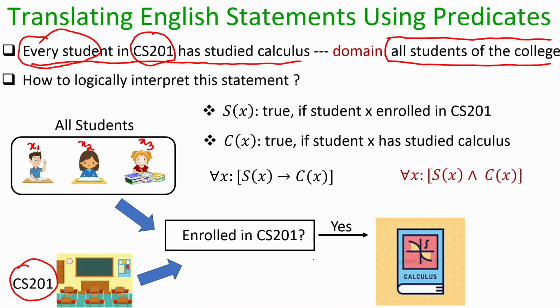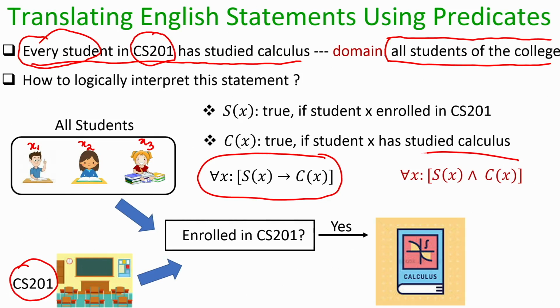Now, coming to the question, how do I represent a statement that every student in CS 201 has studied calculus? I am writing down two expressions here. One expression is: for all x, S of x implies C of x. This represents that for every x in the domain, where the domain is the set of all students in my college, if student x has enrolled for CS 201, then he has studied calculus.